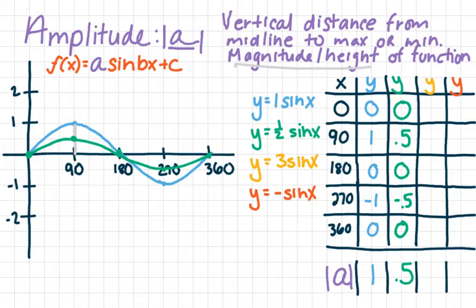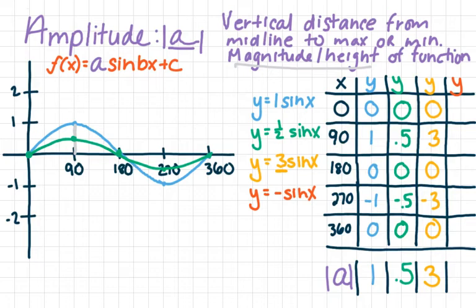Applying what we saw in our second function, it's easy to predict what will happen in our third. Each y value or output will change by a factor of 3 as compared to our parent sine of x function. So given y is equal to 3 sine of x, our new output values will be 0, 3, 0, negative 3, and 0. Our a value in this function is 3. The absolute value of 3 is equal to 3.